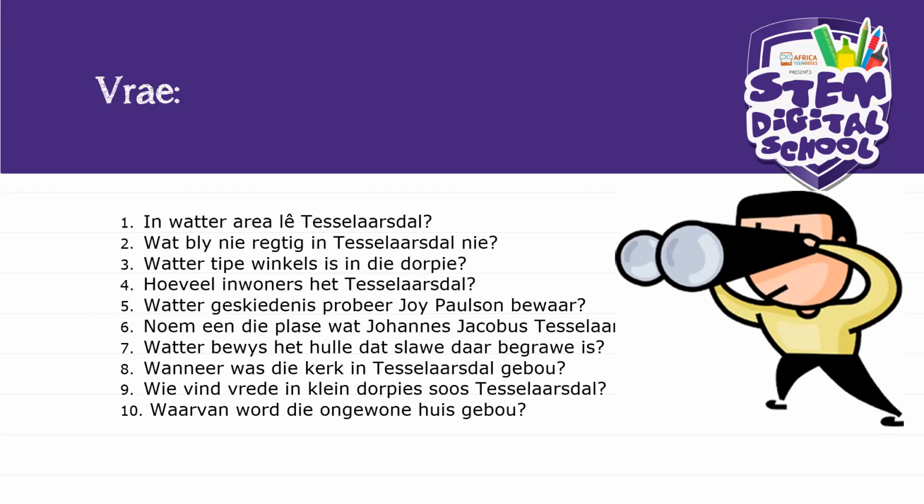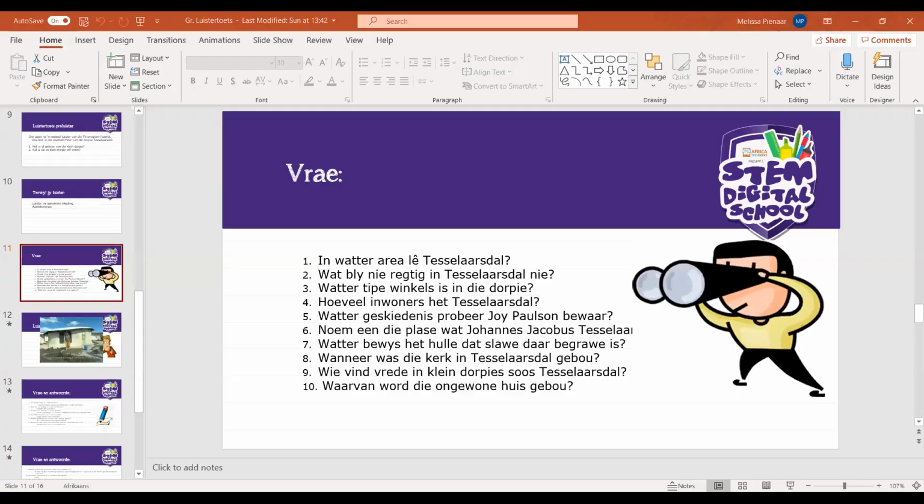9, who goes to a small town like Teslaasdal to find peace? Who usually goes to small towns like Teslaasdal to find peace and quiet? And number 10, at the last part, they go to a woman's house and they build the house out of something. What do they use to build that house? Okay, and now for the last time, here is the video.